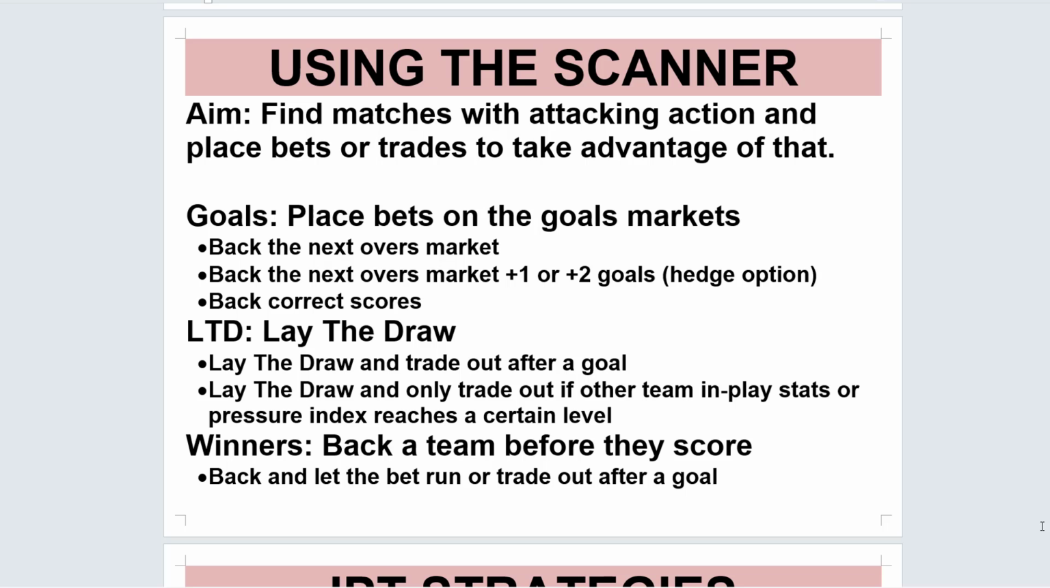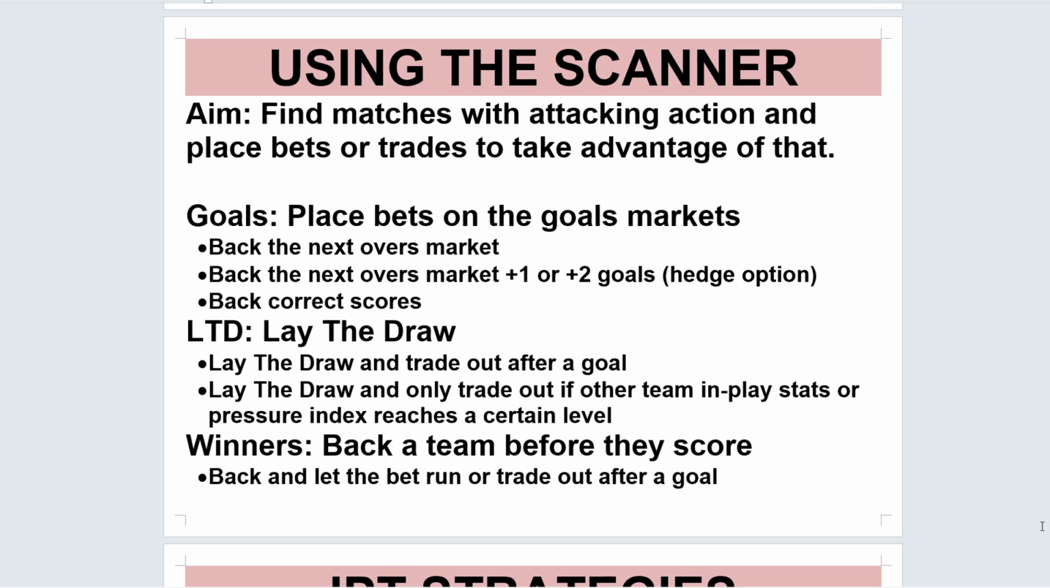So if it's 0-0, you're betting on over 0.5 goals, or if it's 2-2, then you're betting on over 4.5 goals. And you could even back the next overs market plus 1 goal or plus 2 goals. So for example, if it's 0-0 and there's a lot of attacking pressure in the first half, then you could place a bet on the over 1.5 goals market and the over 2.5 goals market.